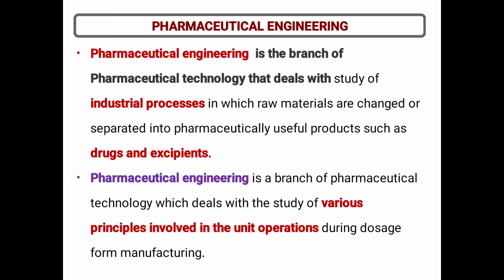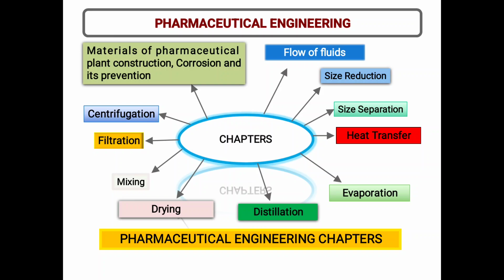So, manufacturing of dosage form requires various processes like size reduction, size separation. So, in pharmaceutical engineering, we deal with various unit operations used in manufacturing of dosage form. These are the chapters included in pharmaceutical engineering: flow of fluid, size reduction, size separation, heat transfer, evaporation, distillation, drying, mixing, filtration, centrifugation, materials of pharmaceutical plant construction, corrosion and its prevention.